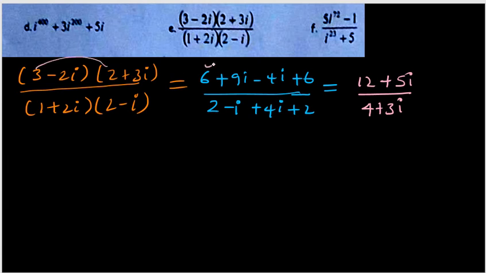3 times 2 will be 6, and 3 times 3i will be 9i. Again, negative 2i times 2 will be negative 4i, and negative 2i times 3i will be plus 6. The same way, the down part will be 2 minus i plus 4i plus 2. Then when you add the real with the real, 6 plus 6 will be 12, and 9 minus 4 will be 5i, the numerator part. For the denominator, 2 plus 2 is 4, and negative i plus 4i will be 3i. Let us try to rationalize. 4 minus 3i over 4 minus 3i.